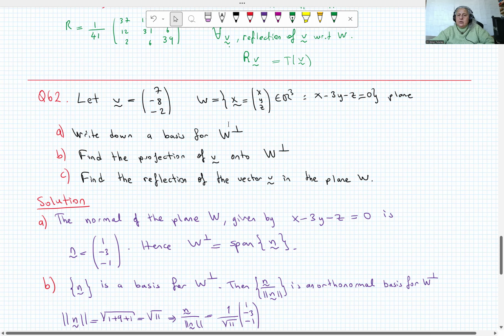Now, W complement, if you have a plane, we know that W complement is really generated by any normal. So basically what we want in the first section is to see what is the normal of this plane. Those are the coefficient vectors, right? Coefficients of this one will give us the normal vector. That is 1, minus 3, minus 1, right? 1, minus 3, minus 1 will be the normal vector, and the orthogonal complement will be spanned by this normal vector.